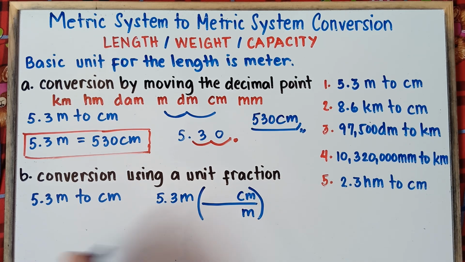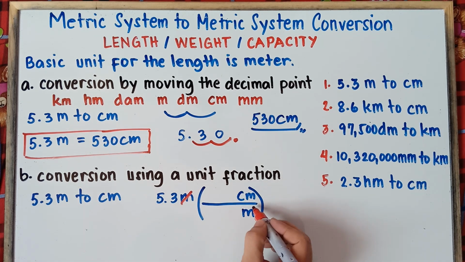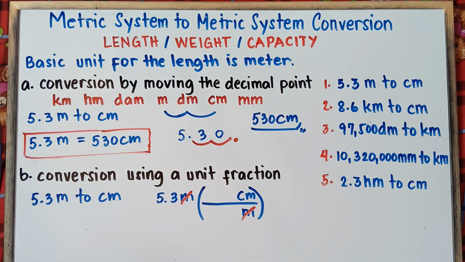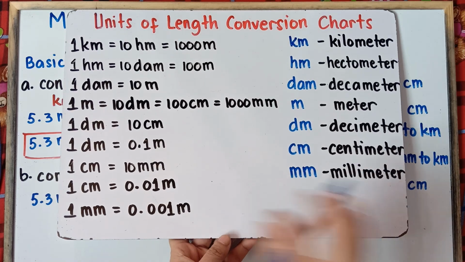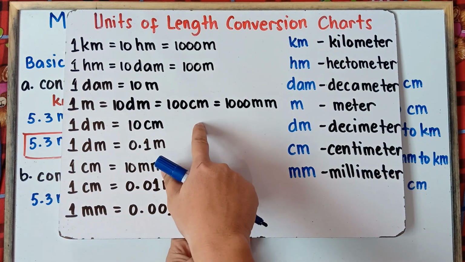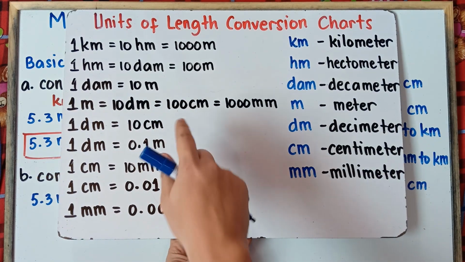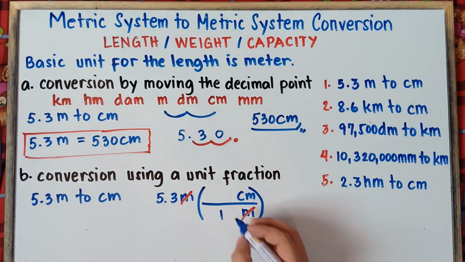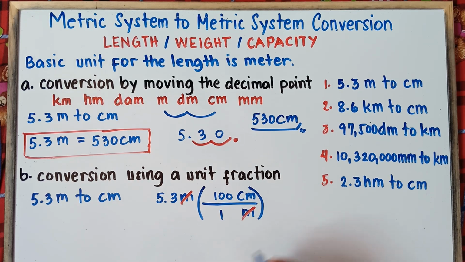So meter, meter, and then we can cancel out the units. And once again, do not forget the conversion. 1 meter is equivalent to 100 centimeters. Alright, and then you put an equal sign.